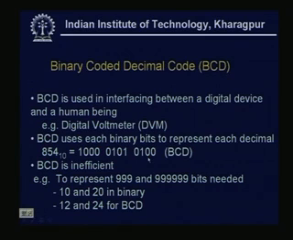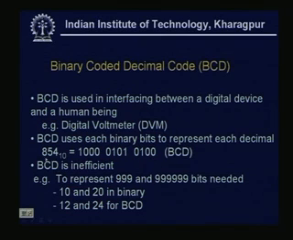Now, another is the binary coded decimal code. It is called BCD. That BCD is used for applications where it is interfacing between a digital device and a human being, say the digital voltmeter, and the BCD uses each binary bits to represent each decimal.